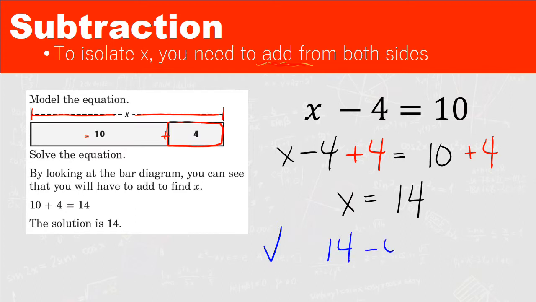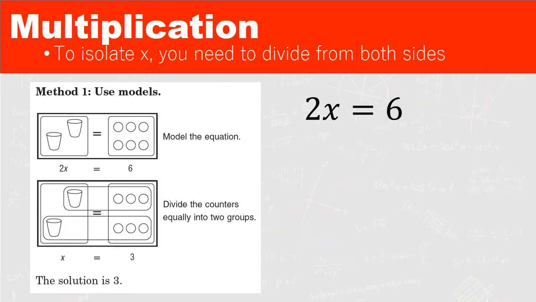14 minus 4 equals 10. That checks out, and so we solved subtraction, this subtraction equation, x minus 4 equals 10. And so to recap, to isolate x, all we have to do is perform addition to both sides of the equation. So now let's take a look at a multiplication problem.